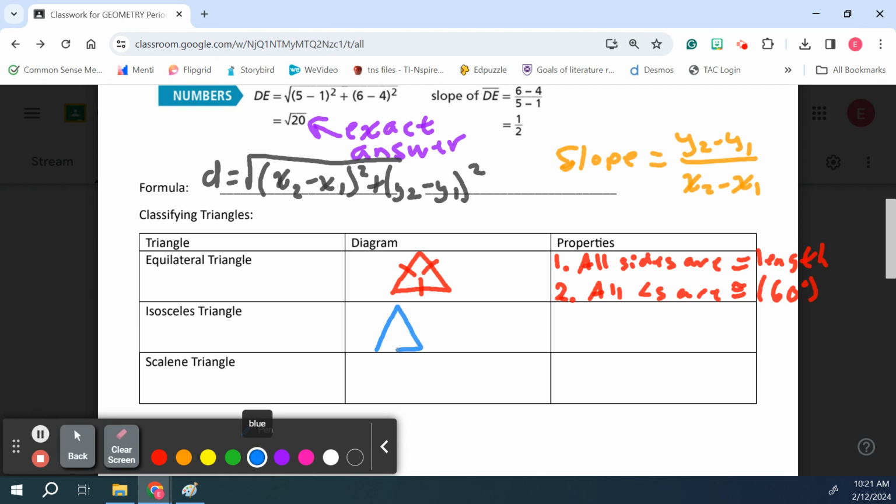Then we have an isosceles triangle. Someone dying?